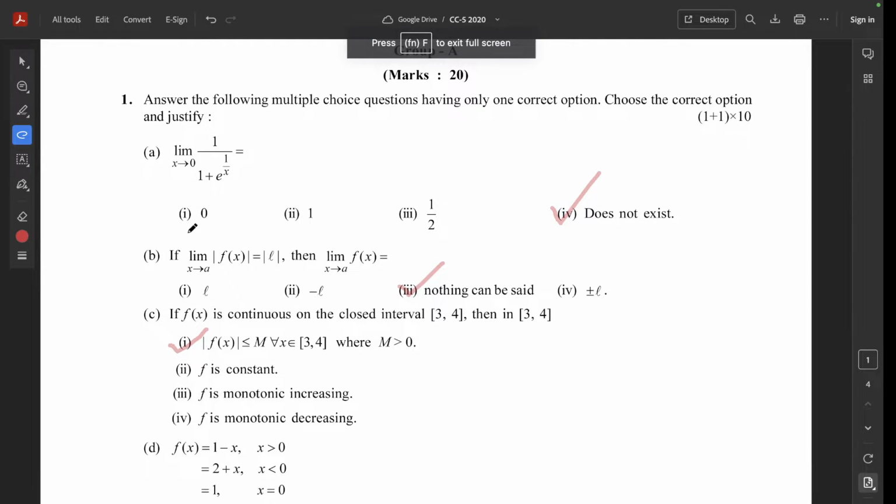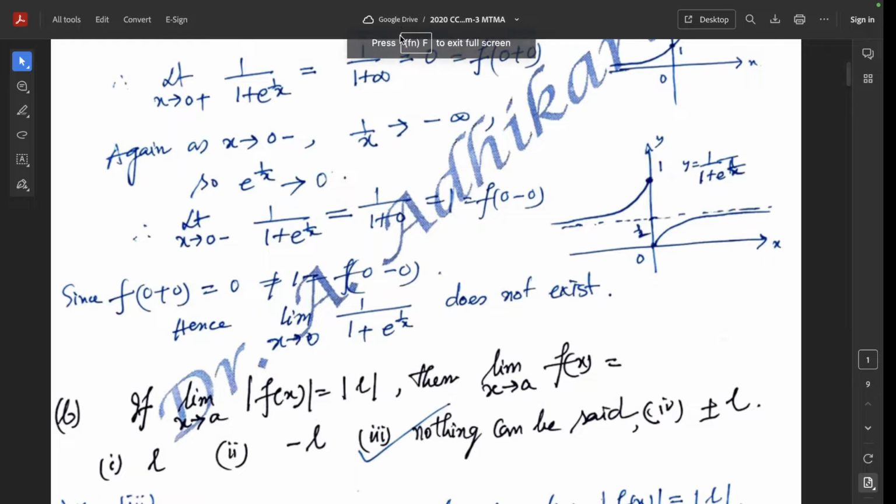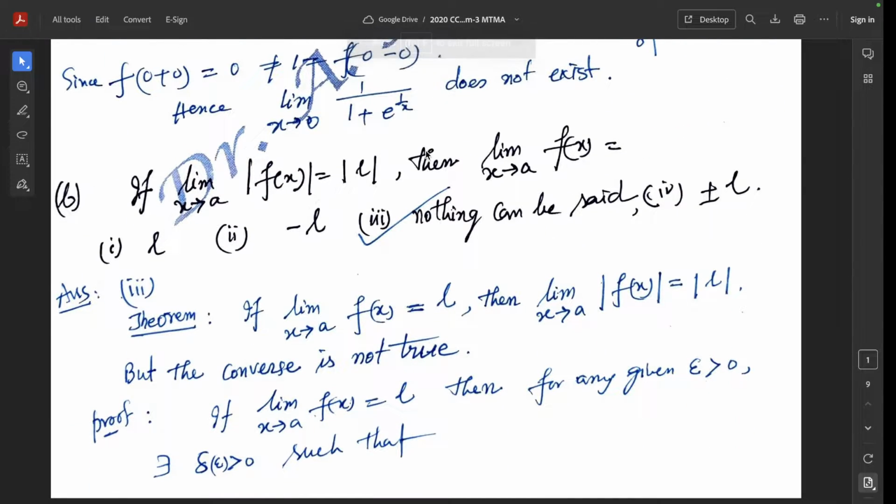Question 1b: if the limit as x tends to a of mod of f(x) equals mod of L, then the limit of f(x) as x tends to a equals, nothing can be said. Now we have a theorem: if the limit as x tends to a of f(x) equals L, then the limit as x tends to a of mod of f(x) equals mod L. But the converse is not true.